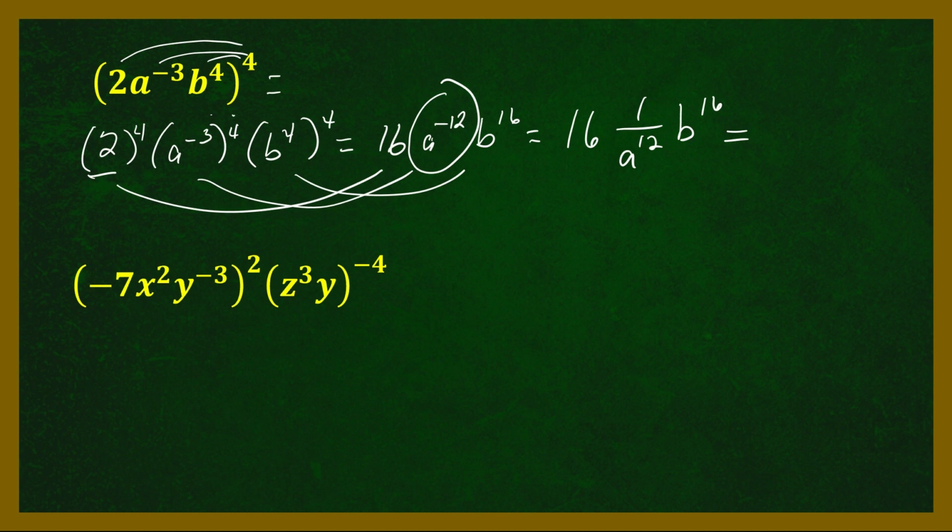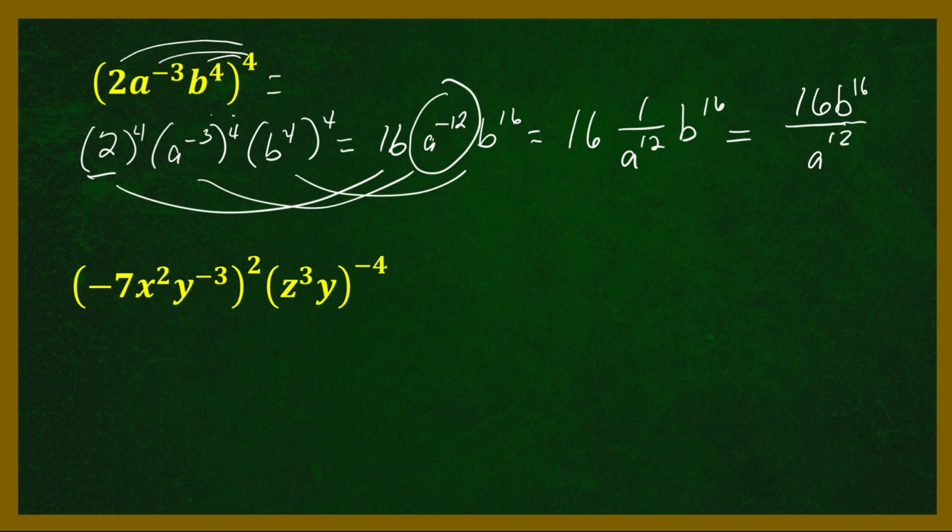So our final solution here would be 16 in our numerator. In our denominator we have a to the 12th, and here in our numerator b to the 16th. So final answer: 16 b to the 16th power over a to the 12th power.